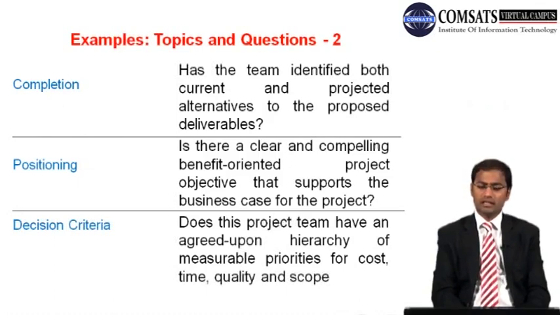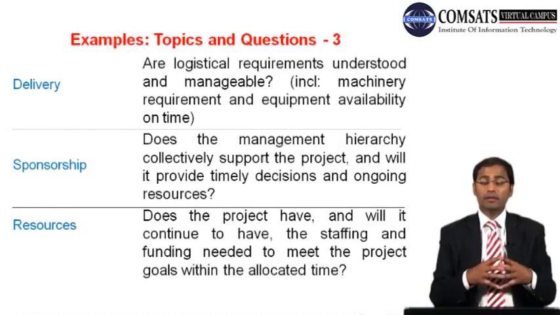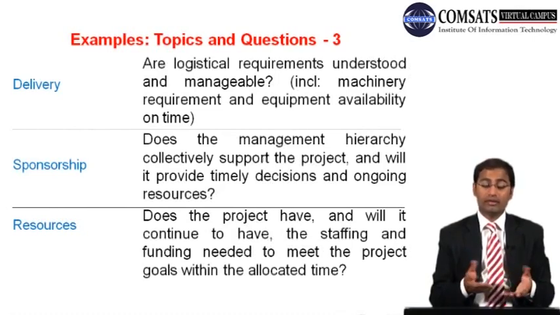Another question you may ask, does this project team have an agreed upon hierarchy of measurable priorities for cost, time, quality and scope? So decision criteria should be very much clear. And there may be another question, are logistical requirements understood and manageable, including machinery requirements and equipment availability on time, and other equipment and material or computers or stuff like that? So the delivery part of your risk management or your scope management should be questioned.